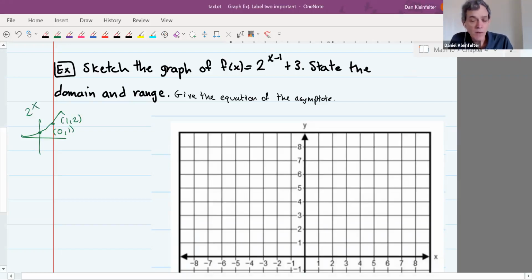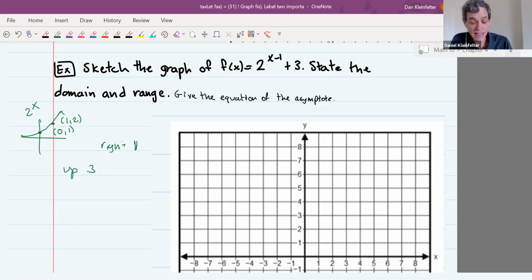In the exponent, we have not x, but x minus 1. That's going to be a right shift by 1 unit. And then the plus 3 will be up 3. Okay, so the vertical shift will be 3. So that means that rather than having the x-axis for a horizontal asymptote, it'll have the line y equal 3 as a horizontal asymptote.